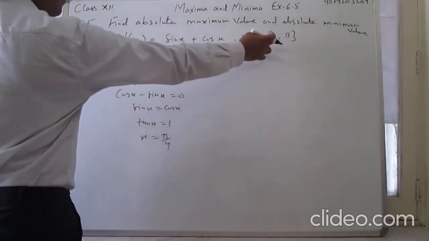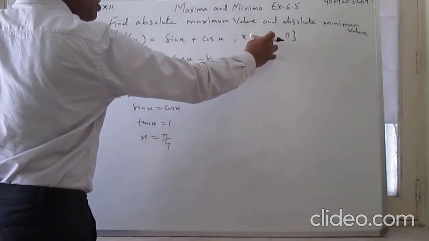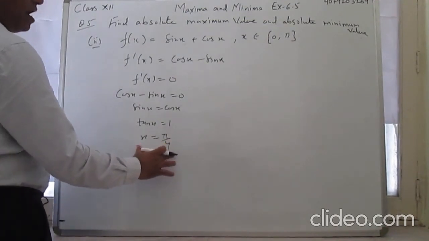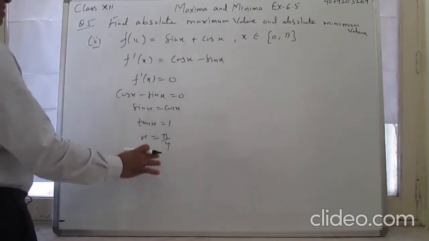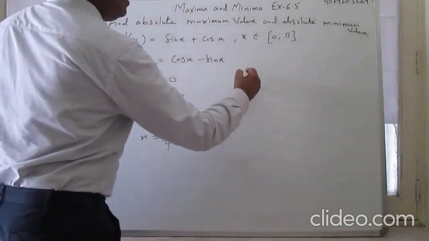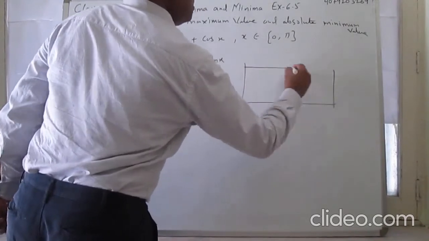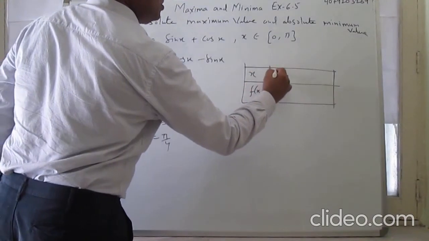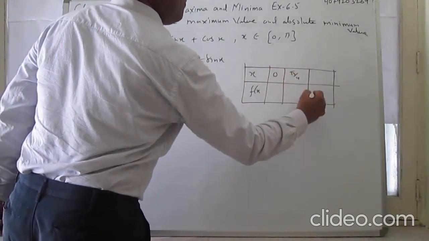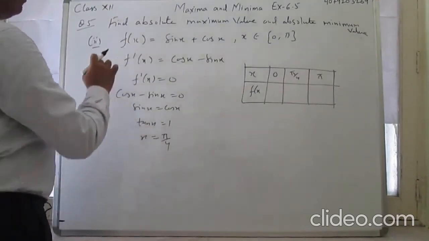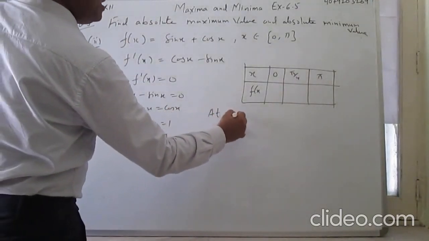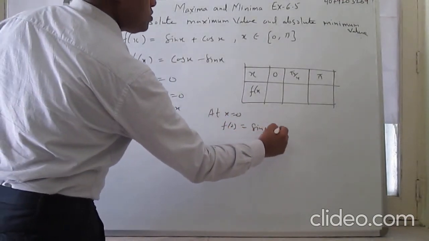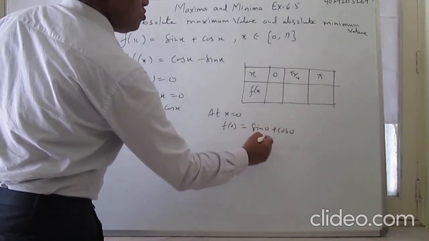So the points are 0 and pi, because it is a closed interval, and one more point pi by 4. So we have 3 points. We check the value at these 3 points, and the maximum value is called the absolute maximum. So make one table. This is x, this is fx: 0, then pi by 4, then pi. Now f0, at x is equal to 0, what will the value be? sin 0 plus cos 0. It means 0 plus 1, which is 1.